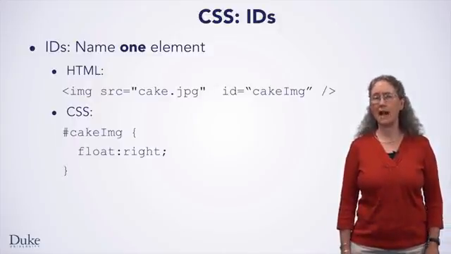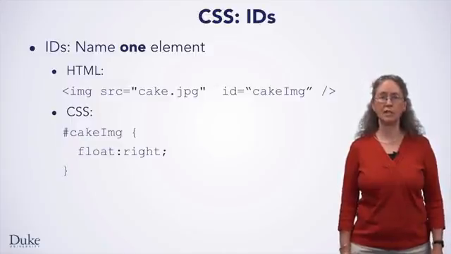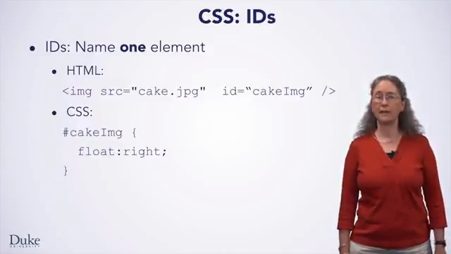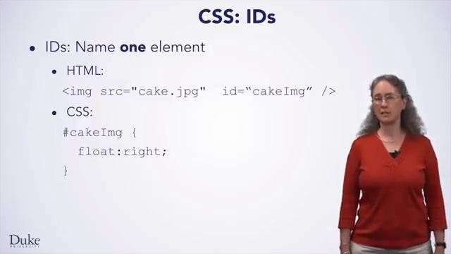We have specified ID equals cake IMG inside the IMG tag. Now in the CSS, we can describe the styling for cake IMG. Notice how the selector for an ID starts with a #.